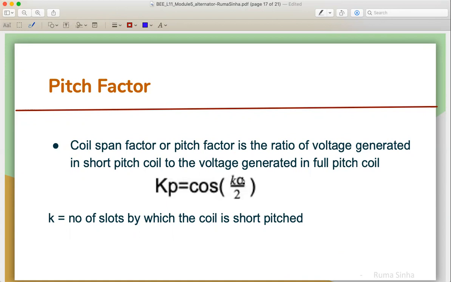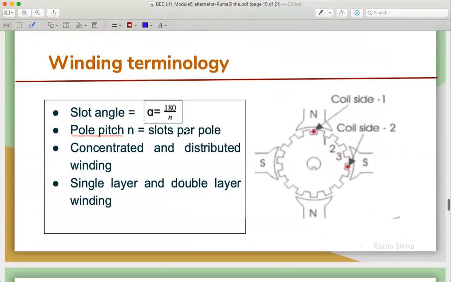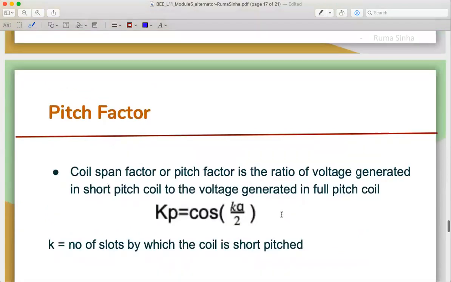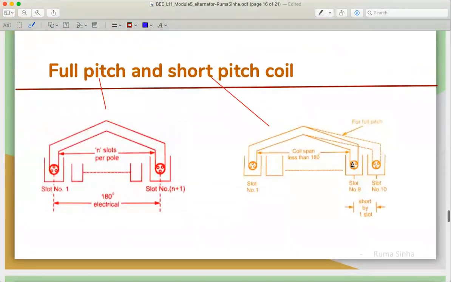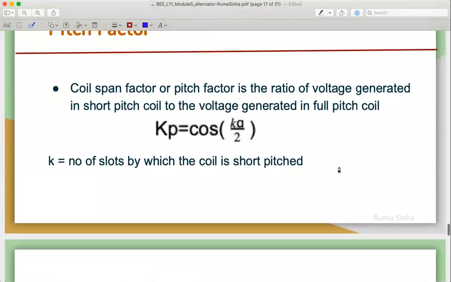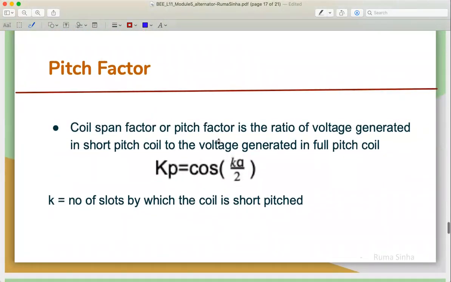and it is calculated as Kp, the coil span factor or pitch factor, equal to cos(kα/2). What is alpha? Alpha is the slot angle, which is 180 by n, where n is slots per pole. So we calculate it as cos(kα/2). What is k? The number of slots by which the coil is short pitched. So if it is short pitched by one slot, then it will be cos(1×α/2). If it is short pitched by two slots, then it will be cos(2×α/2). So that is the pitch factor.